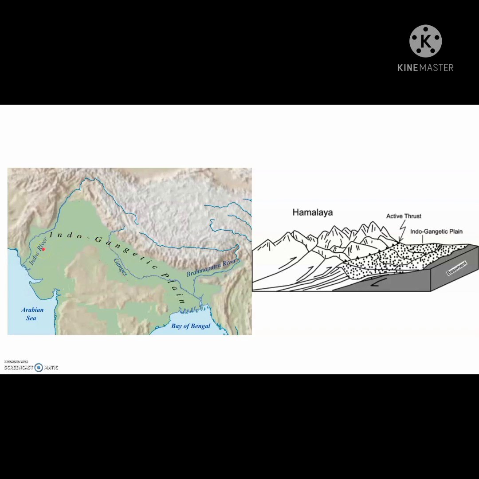Why are many people living in this area? Because plains are suitable for agriculture and water. Uttar Pradesh has the highest population. Why are most people not living in Sikkim and Arunachal Pradesh? Because hilly areas are not fit for living conditions and agriculture.